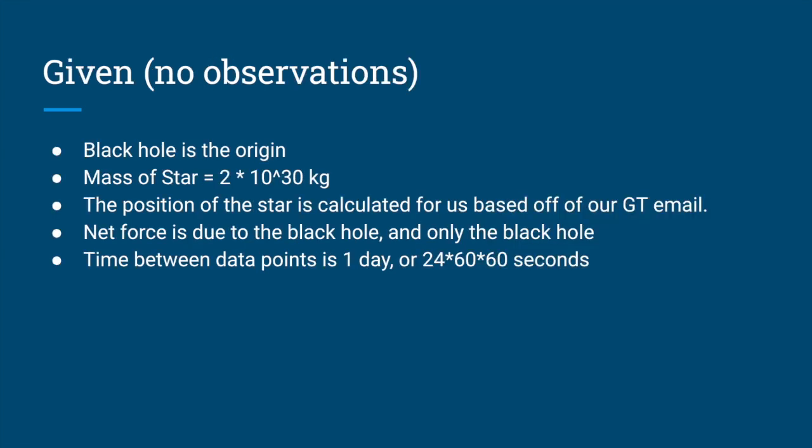As part of this lab, since we can't realistically go and measure the path of a star orbiting a black hole, we were given this information. The black hole is at the origin. The mass of the star is 2 by 10 to the 30th kilograms. The position of the star is calculated for us using our GT email. The net force is due to the black hole and only the black hole. And the time between data points is 1 day, or 24 by 60 by 60 seconds.